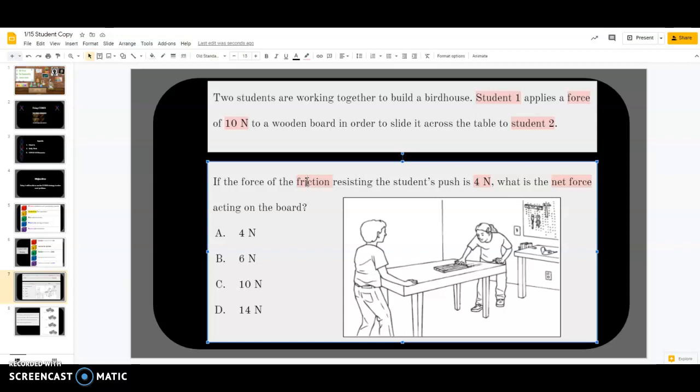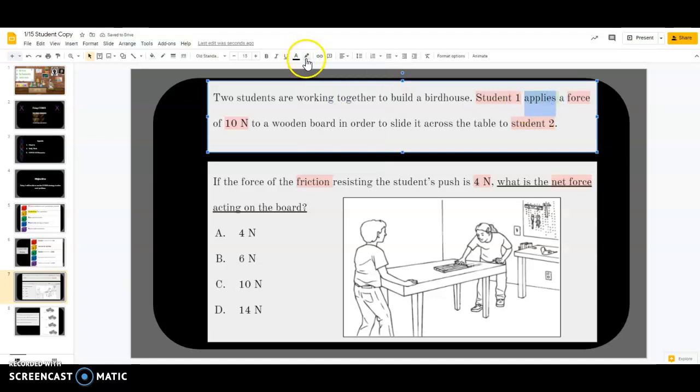Next up is U, which is underlining the question. So I'm going to underline what is the net force acting on the board, because that is what the question is asking me to solve for. Next up is B, which means I'm going to highlight my action words in green. So those are going to be applies. Student 1 is applying force. I'm going to make that a bit darker.